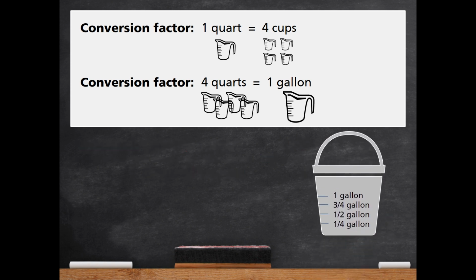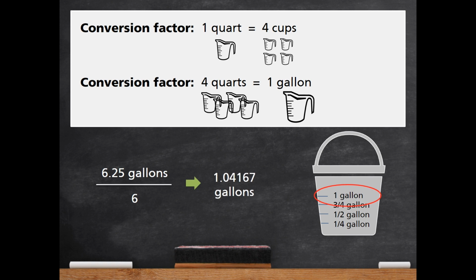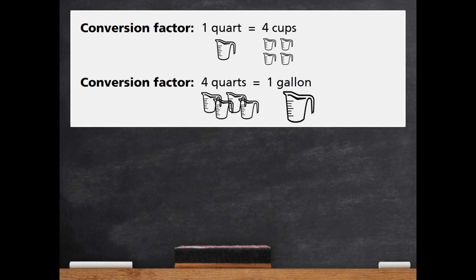But your buckets can only hold about a gallon of liquid. If we make 6 batches, we will need 1.04167 gallons of milk per batch. It would be impossible to measure that amount in gallons with your eyes. Let's use dimensional analysis to convert that small amount to cups.